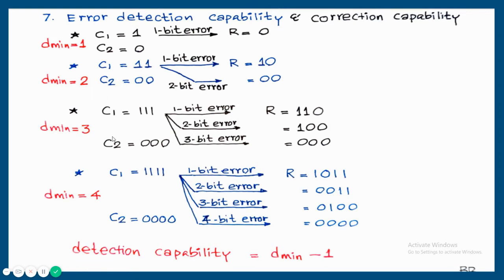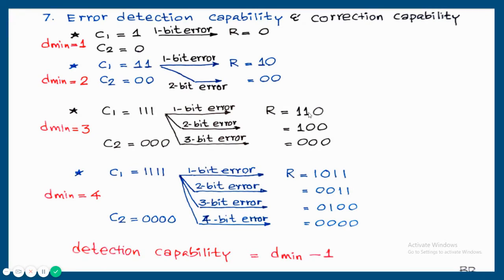Next, D minimum is equal to 3. The same yes and no messages are going to be transmitted now like this, 1 1 1 and 0 0 0. The distance between C1 and C2 is equal to 3. There are three different options written here: 1 bit error, 2 bit error, 3 bit error. With 1 bit error, 1 1 1 may be received as 1 1 0. 1 1 0 is not a valid code, so error has been detected.